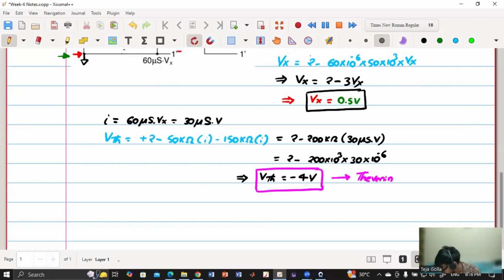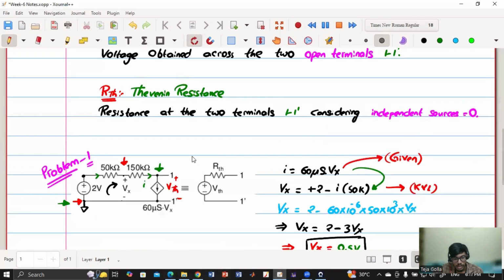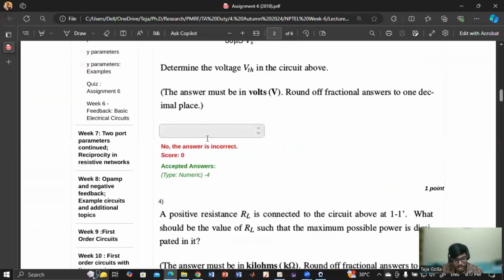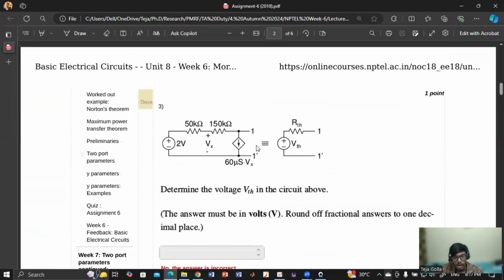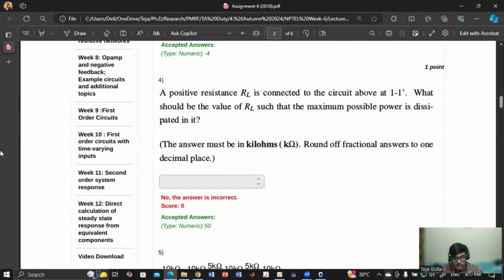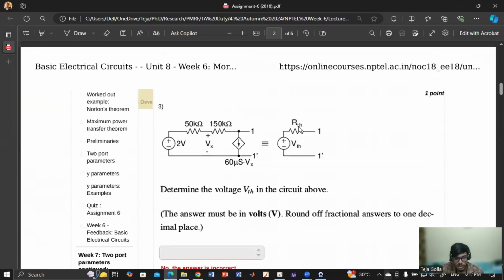So this is my Thevenin voltage, right? VTH is minus 4 volt and it is the Thevenin voltage. Let us go and check whether it is matching or not. VTH is minus 4, so it is matching. Now let us go back and see what they have asked in the second problem. If any load is connected over here, what will be the maximum value of load such that maximum power is dissipated in it. But before going to that problem, first we have to find out RTH.